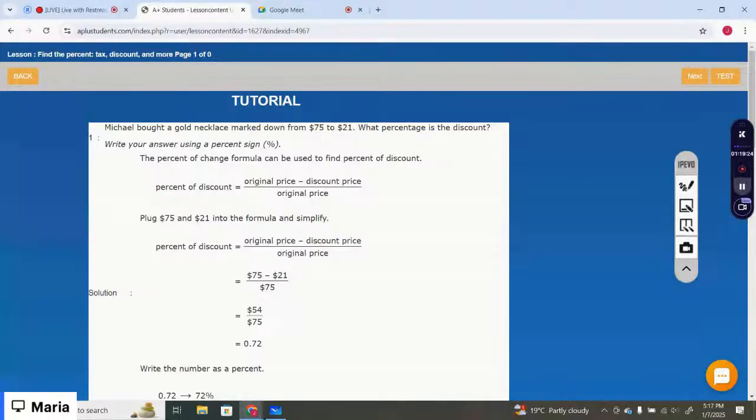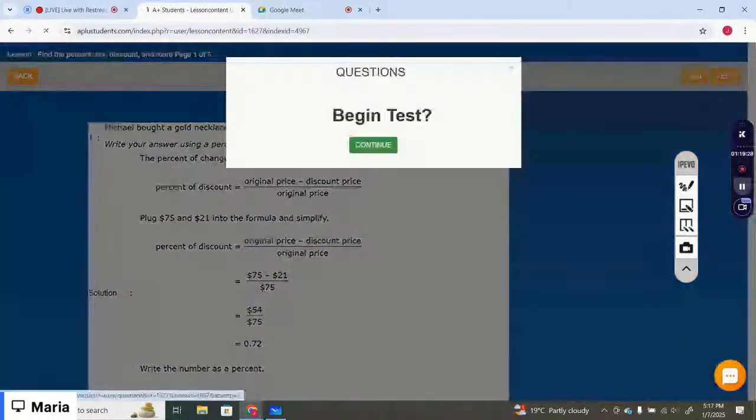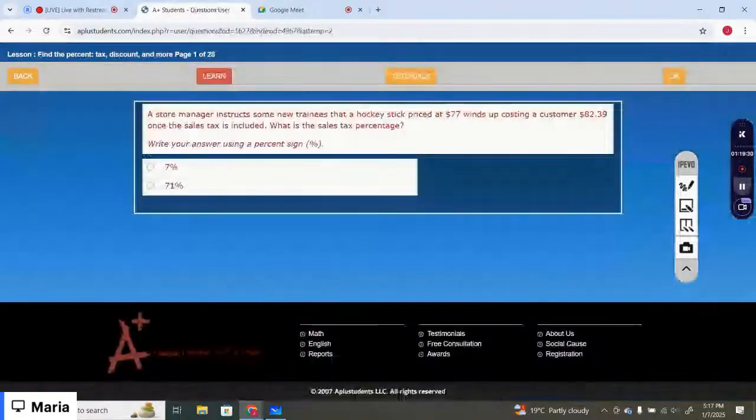Let's just start with the test questions. A store manager instructs some new trainee that a hockey stick priced $77 winds up costing a customer 82.39 once the sales tax is included. What is the sales tax included? So you have to calculate the sales tax.